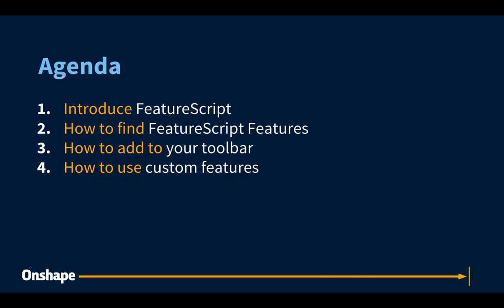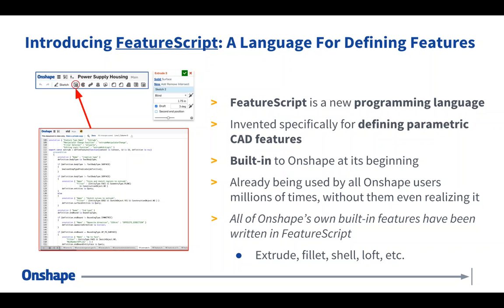Now, as I mentioned before, I really want to introduce you first to FeatureScript. The key thing with it is, again, it's a language for defining custom parametric features. So if you've ever wanted to build your own CAD feature, that's essentially what FeatureScript allows you to do. It's an entirely new programming language, JavaScript based. It was invented specifically for defining parametric CAD features. So its sole purpose is a language for building custom CAD features.